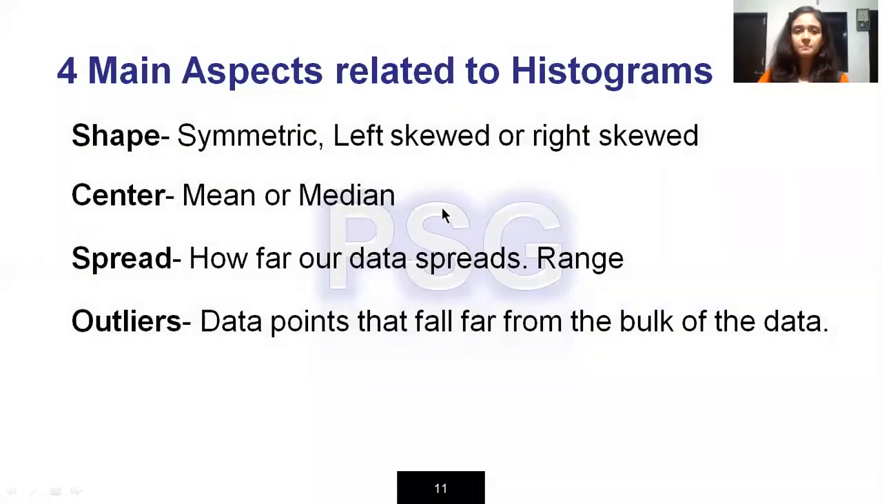Now next, see that there are 4 main aspects related to histograms: shape, center, spread and outliers. So we have to detect which shape the histogram has, that we have seen previously: left, right and the symmetric one. Then the center, it means the relation between mean and median. Then we have to calculate the spread. In that we will consider the range and the outliers. Outliers means the data points that fall far from the bulk of the data. What outliers are, we will see in the next slides.